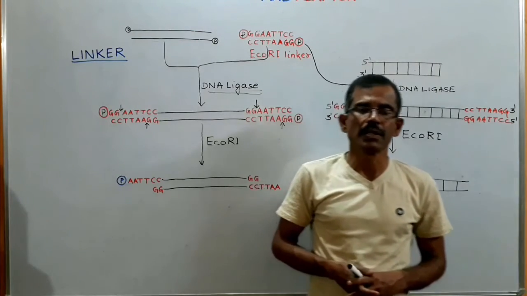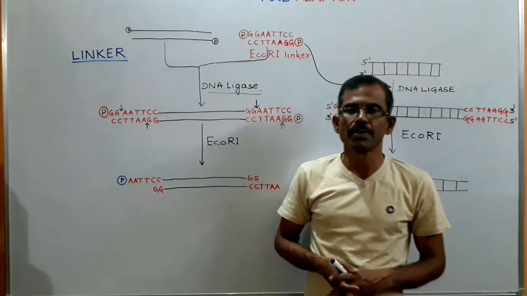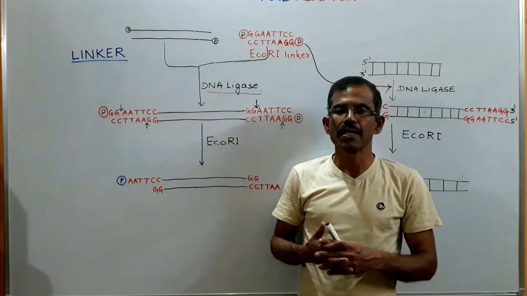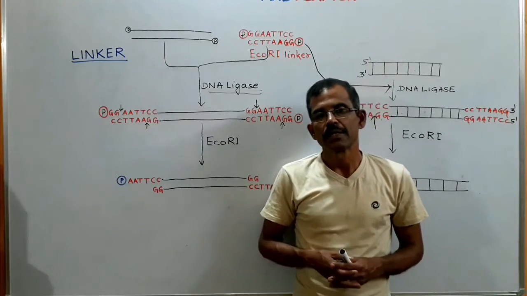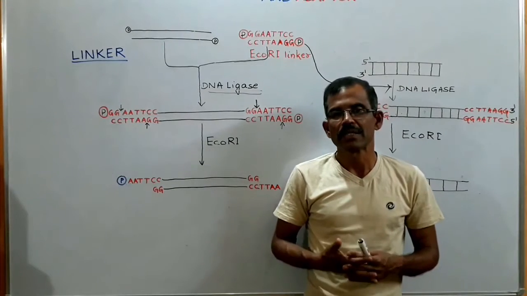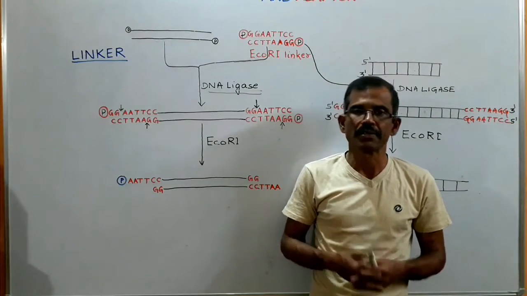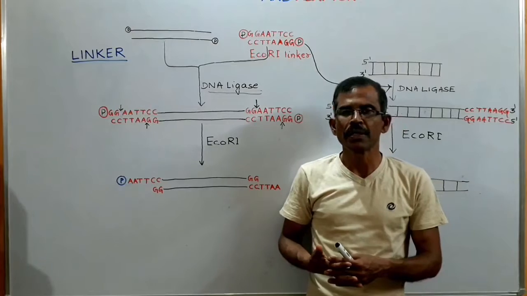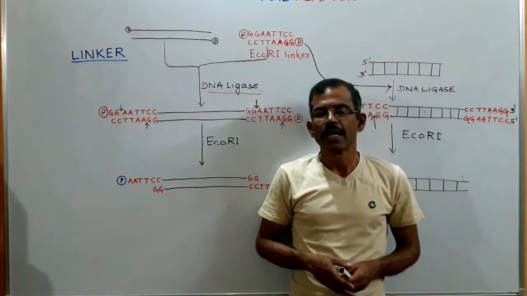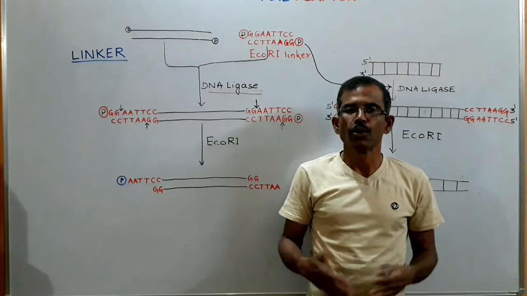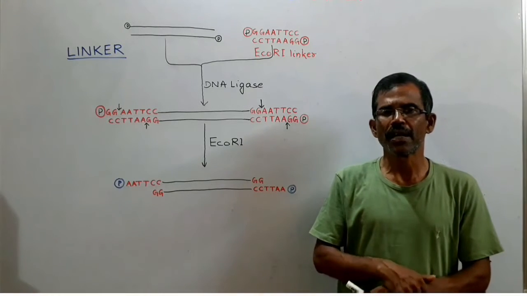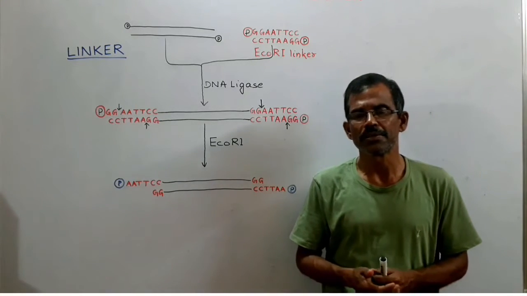Friends, today we shall discuss about linker and adapter. Linkers and adapters are short chemically synthesized DNA sequences that are useful for the ligation of DNA fragments, particularly those having blunt ends. In recombinant DNA technology, very often DNAs are cut into fragments and the fragments are joined with other fragments. DNA molecules are cut by using the enzyme restriction endonuclease.